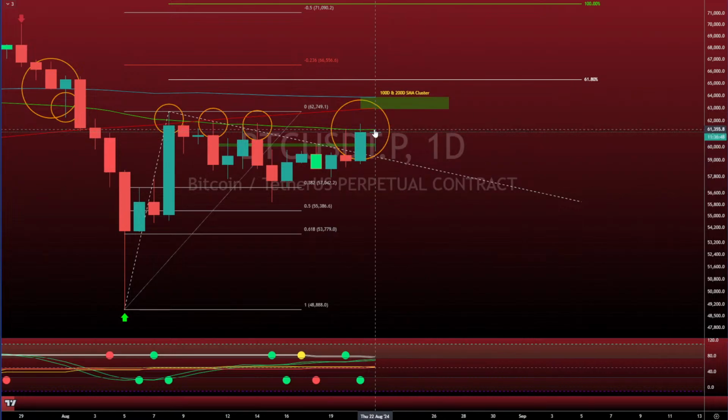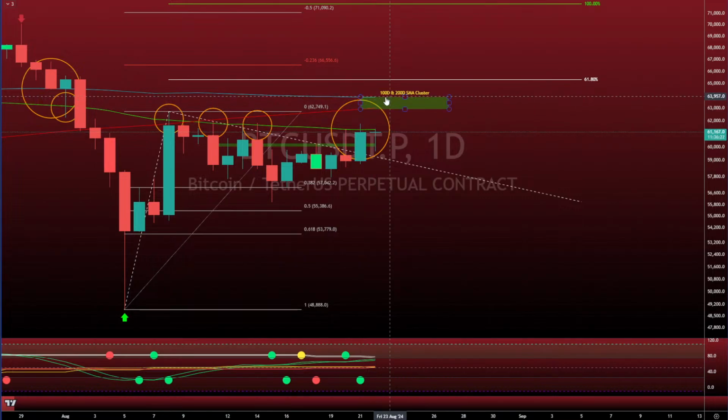The areas that I'm interested in, if we can get above, and really I'm looking for a daily close above that 50 daily simple moving average. My bullish stance, confidence-wise, will increase if we can close above that 50 daily simple moving average. Once we get there, we've got a lot to contend with between 63 and 64,000.